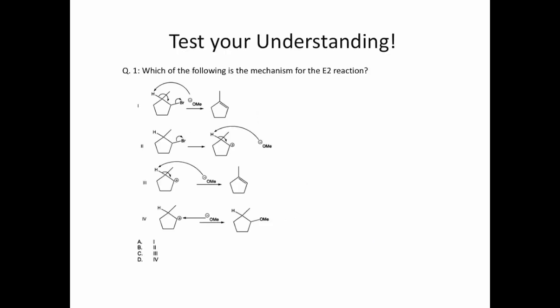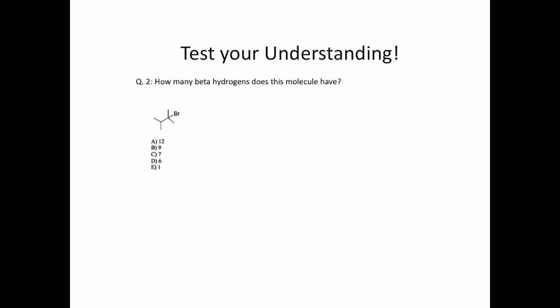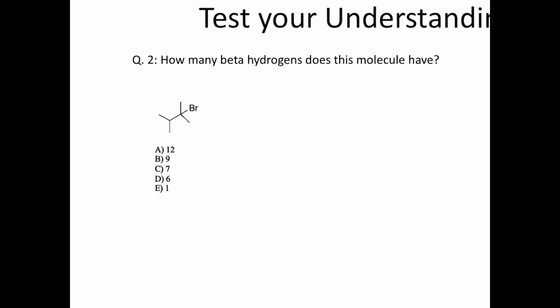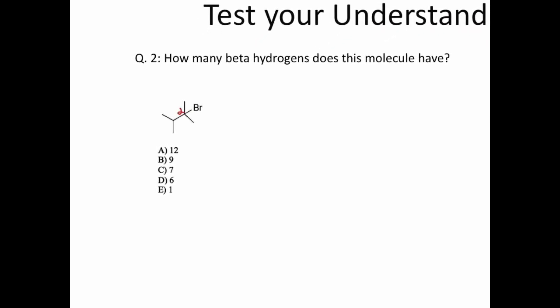So test your understanding. Which of the following is the mechanism for the E2 reaction? Now for this, can you identify how many beta hydrogens the molecule has? So first you want to identify the alpha carbon, and then you want to identify all of the beta carbons. So that's one carbon over. And then count up the hydrogens on those carbons.